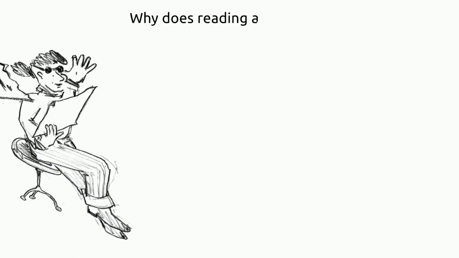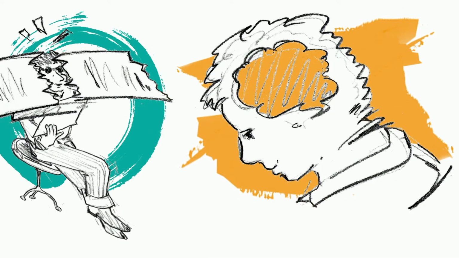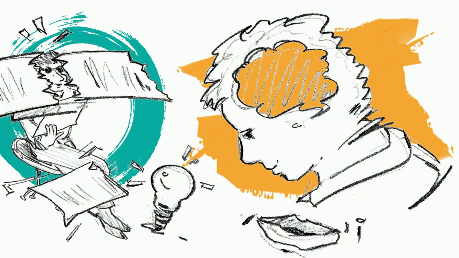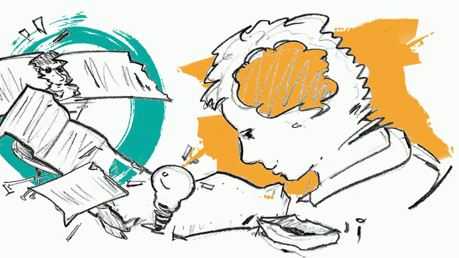Why does reading aloud reveal gaps, inconsistencies, and contradictions in a text? In such an activity, the brain has to distribute its language processing resources among understanding and articulating. This works best when a text continuously answers the questions that the reader is asking him or herself while reading.